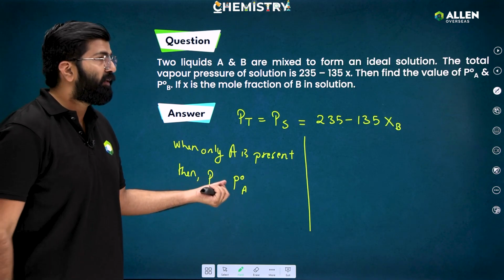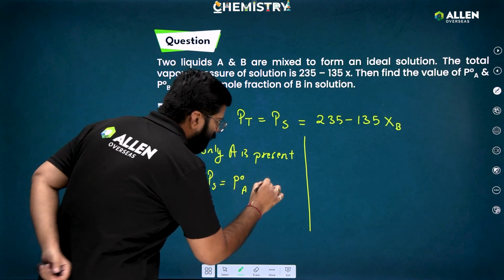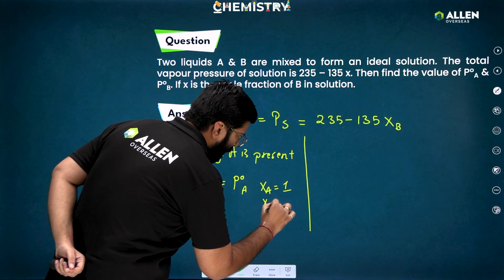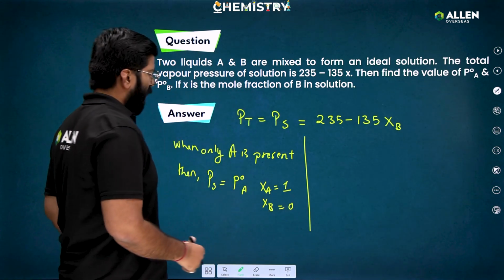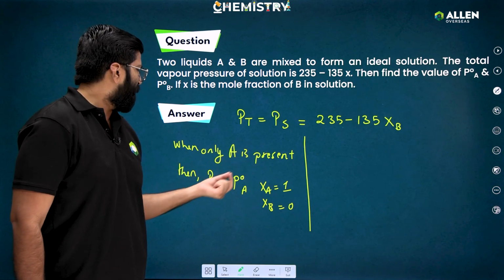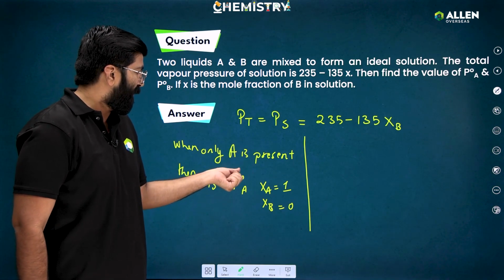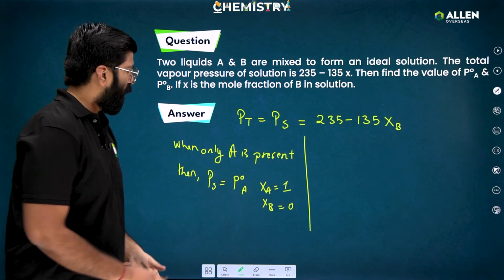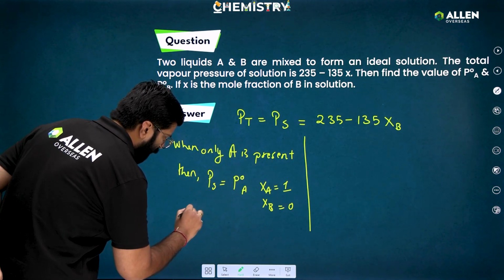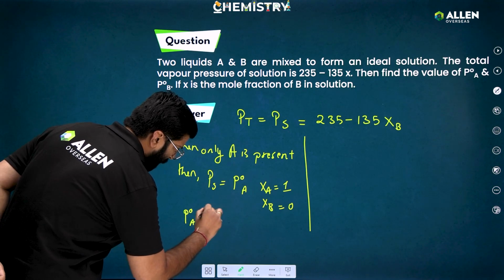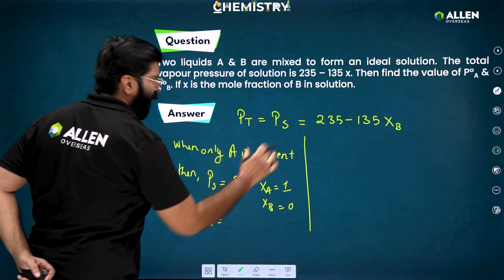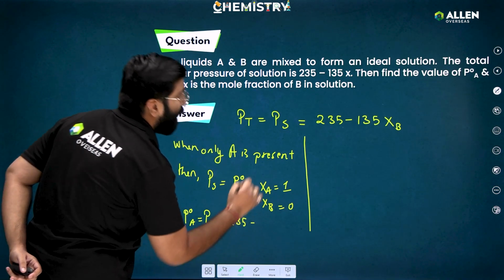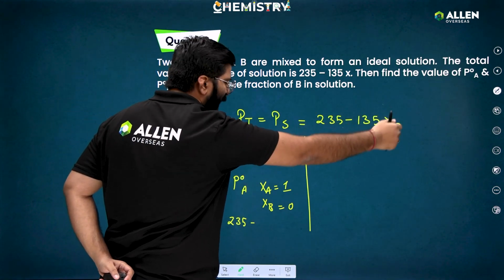Why, sir, why only this? Because over here the mole fraction of A will be equal to 1, and the mole fraction of B will be equal to 0. So when only A is present, in that situation PS will be equal to P naught A, and if this is true, I can easily find the value from here. I can write P naught A is equal to PS, which is given to me over here, which is 235 minus 135 XB.